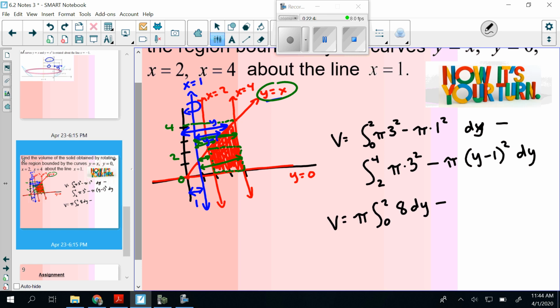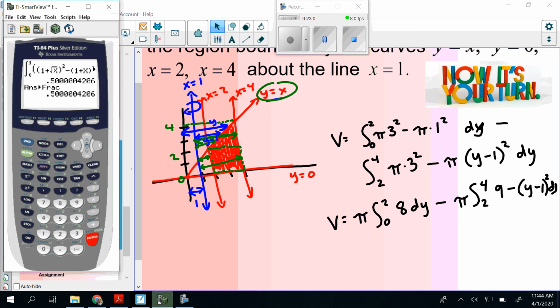minus, and let's pull the pi out on that bottom one too. This would be the integral from 2 to 4. And this one's going to be 3 squared, or 9, minus y minus 1 squared dy. All right, so now let's use a calculator to evaluate both of those, and then we'll see what our final answer is going to be.